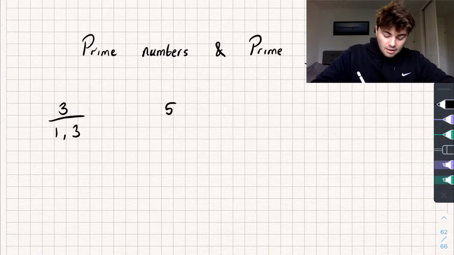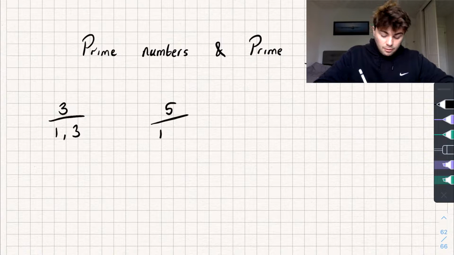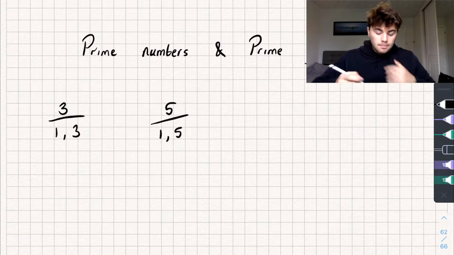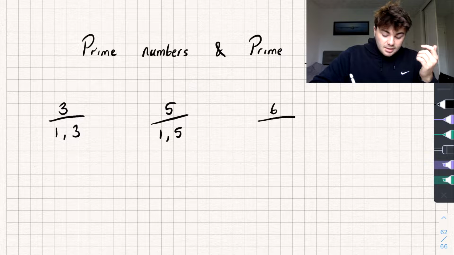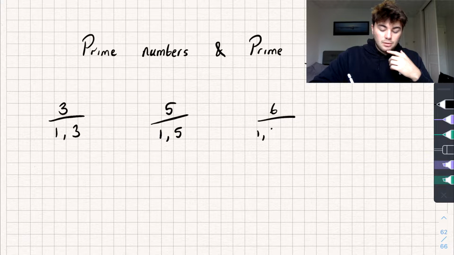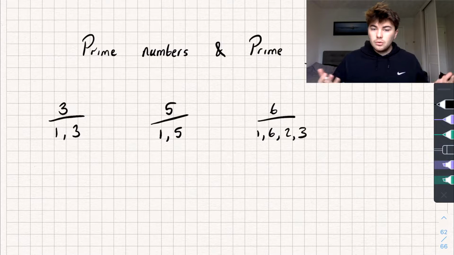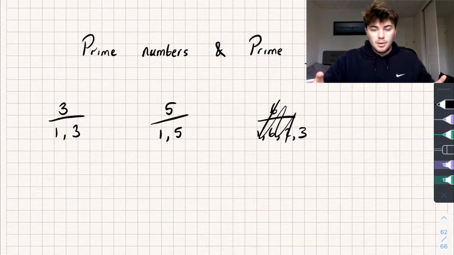Another number might be, say, 5. Let's list the factors of 5. Well, 1 and 5, it's got exactly two factors, so it's a prime number. We could look at the number 6. Well, 6 has the factors 1, 6, 2 and 3. And because it's got 4 factors and not 2, 6 is not a prime number.